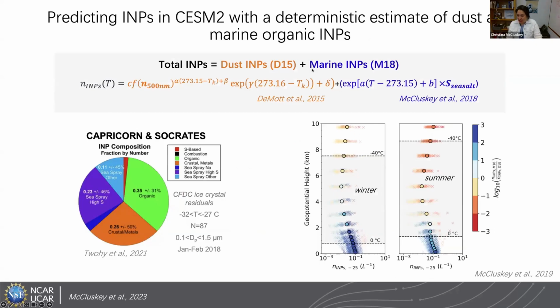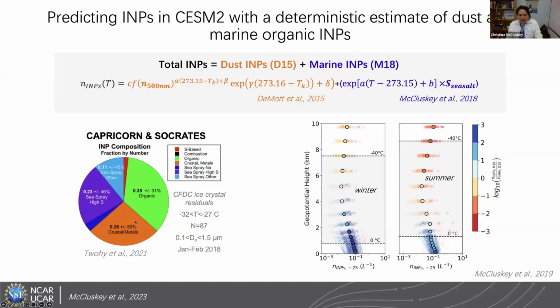I'm going to shift gears just a little bit here to talk about ice nucleating particles. So ice nucleating particles, as I mentioned, are required for forming ice crystals in clouds between that 0 to negative 40 degrees Celsius. We have existing parameterizations for ice nucleating particles based on a whole bunch of different field campaigns and laboratory studies. In this case, I'm going to be using a pretty simplified picture of INPs, again, because we're over the Southern Ocean, where most of our INP we're going to assume can be described using this DeMott 2015 dust INP parameterization and this McCluskey 2018 marine INP parameterization.